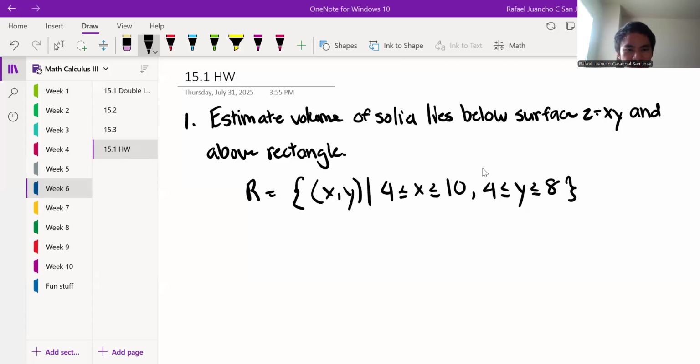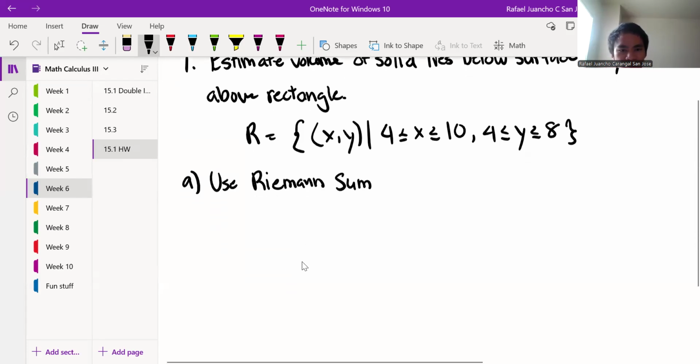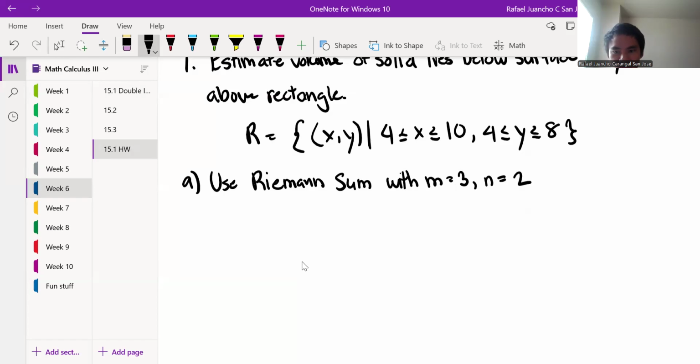Right? And so we're going to use a Riemann sum to take the sample to be the upper right corner of each square. And then we're going to use a midpoint rule. So this is something we haven't done in a while. And I think this might be a bit tricky. But let's go through it. So here we use a Riemann sum. And we're going to specify some values. We're going to say m is 3, n is 2. Sampling point is upper right.